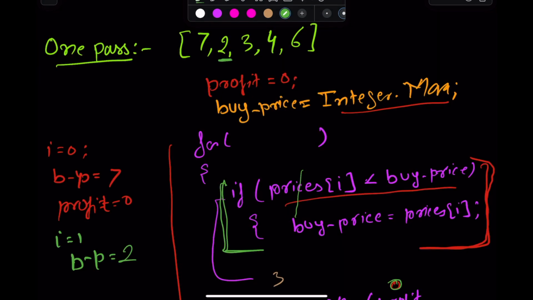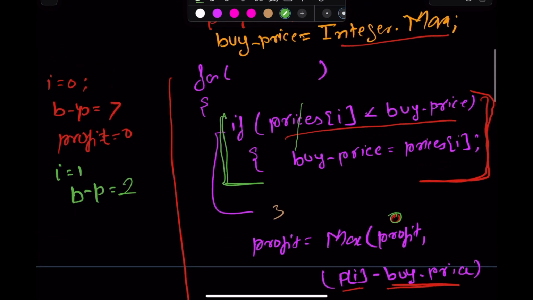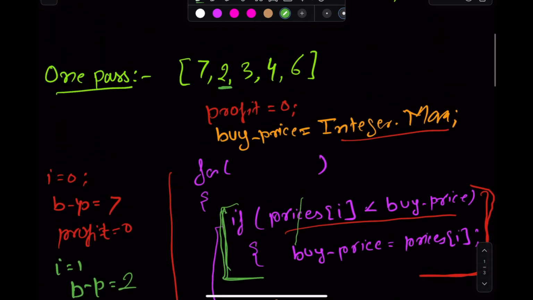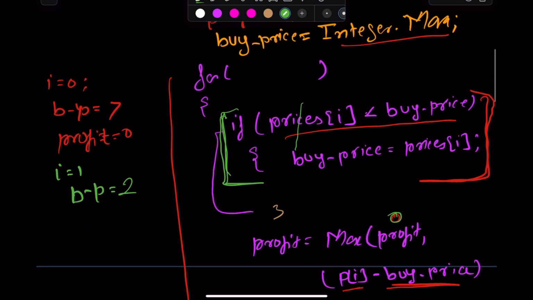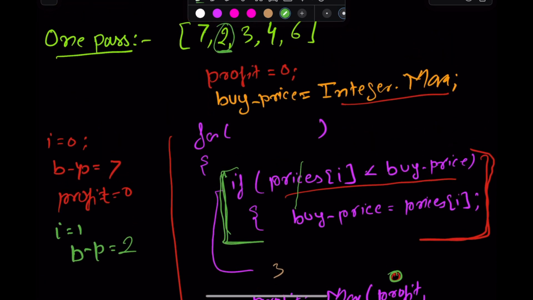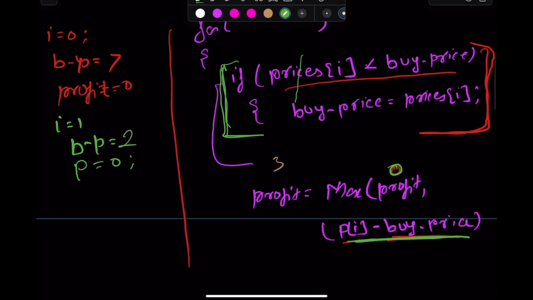Okay, so when the value of i is 1, your buy price is 2, because this condition will hold true, and 2 is less than 7, so buy price is set to 2. After that you will calculate the profit. Current profit is 0, and this difference will also be 0 because prices at i is 2 and buy price is also 2, so profit is 0. So this is what happens when the value of i is 1.